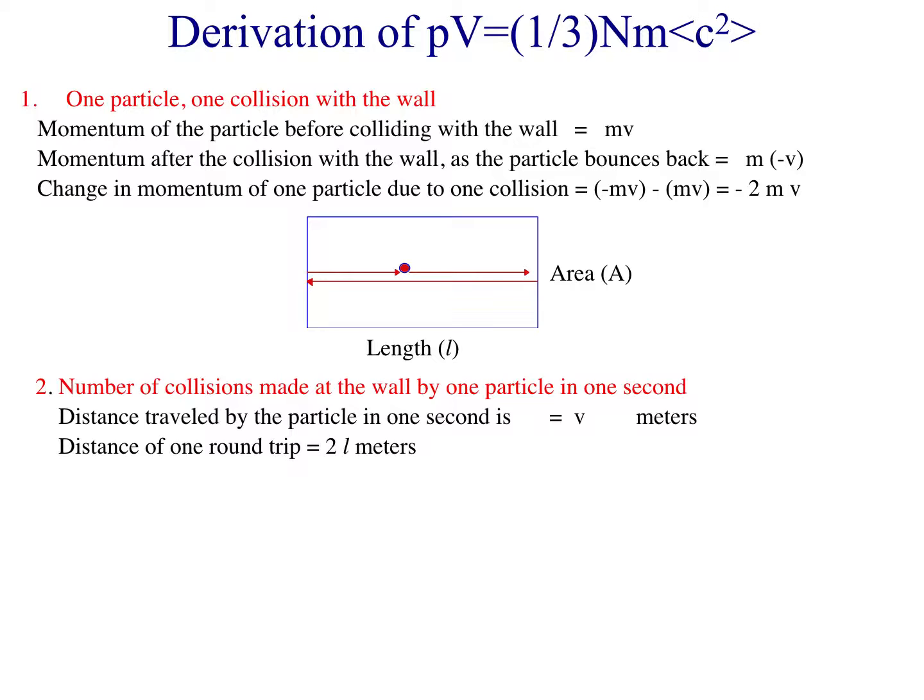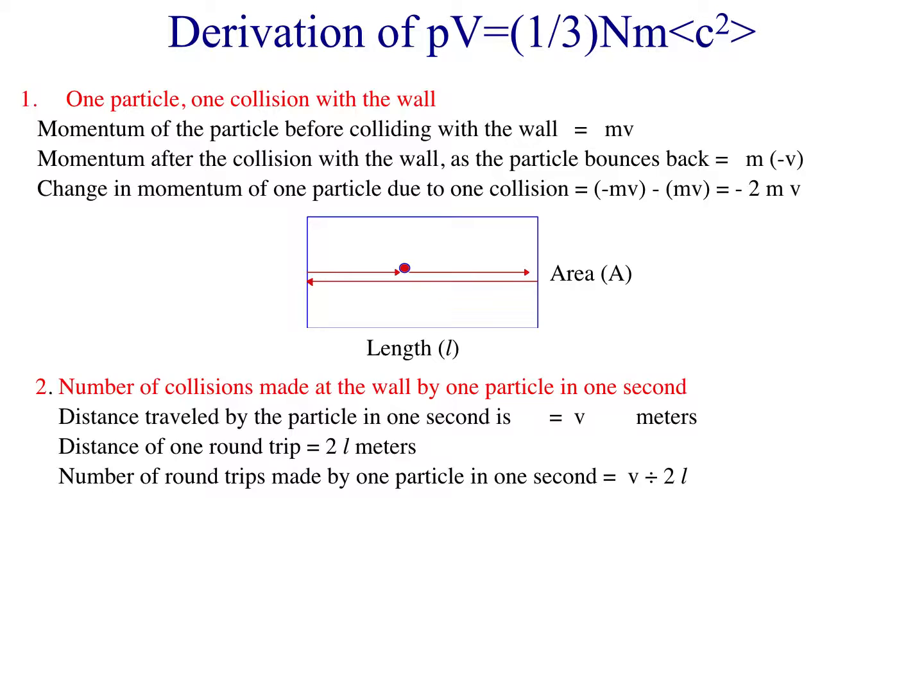Therefore, how many collisions does the particle make in 1 second on the right wall? You simply divide v meters with 2L, right? So again, let's look at this very carefully. v is the number of meters the particle travels. 2L is the round trip length. So if I divide v with 2L, it should give me the number of round trips the particle is making in 1 second.